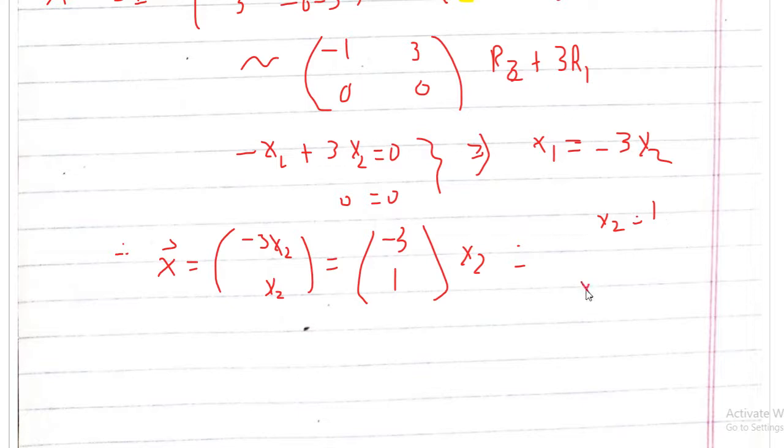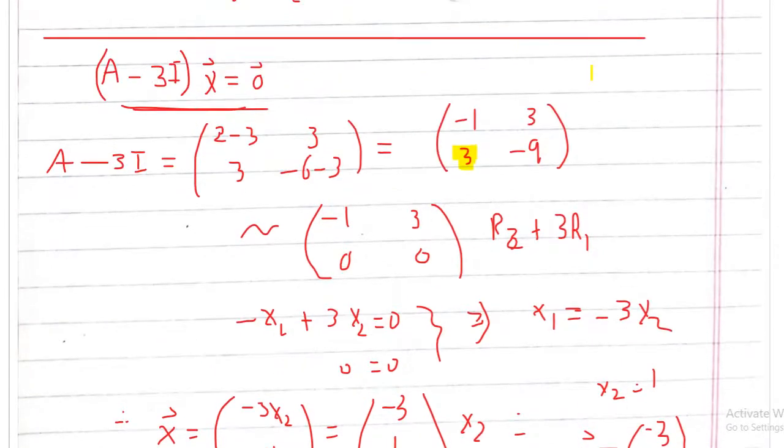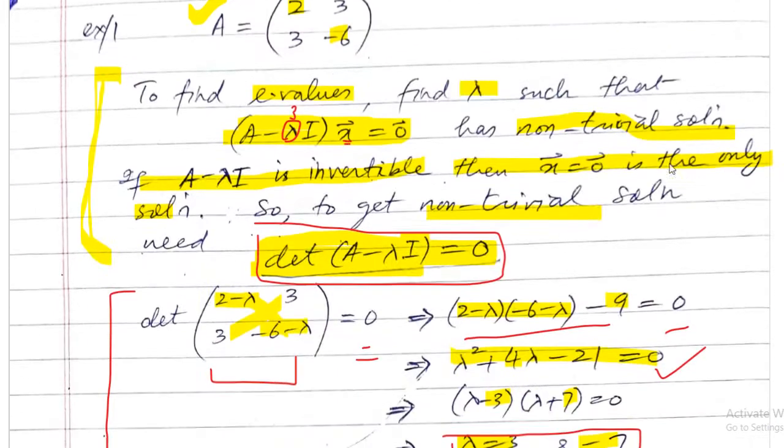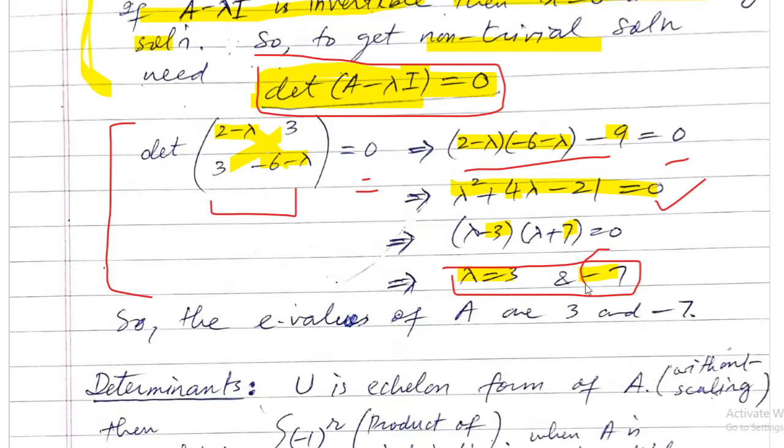So our vector x becomes minus 3, 1. So this is the eigenvector corresponding to 3. For eigenvalue lambda equal to 3, my eigenvector is minus 3, 1. Similarly, you can pick the second eigenvector, minus 7.